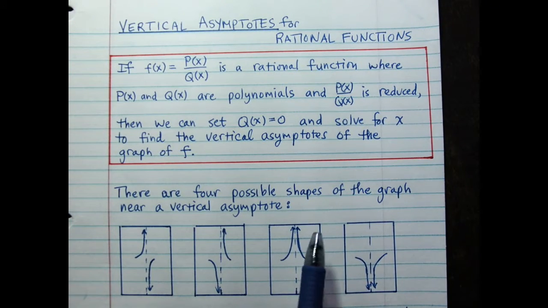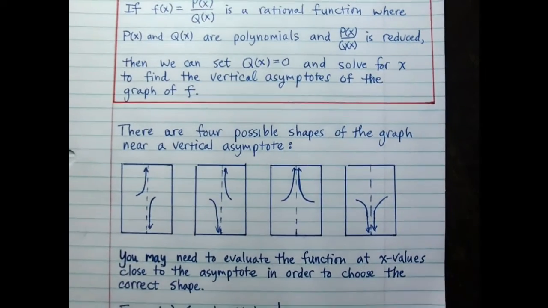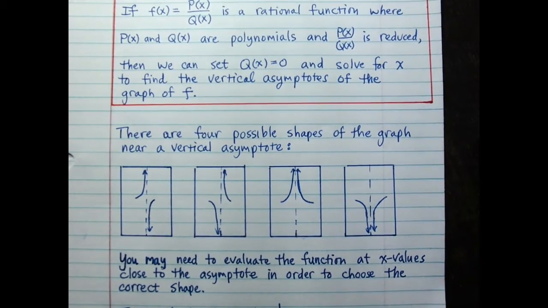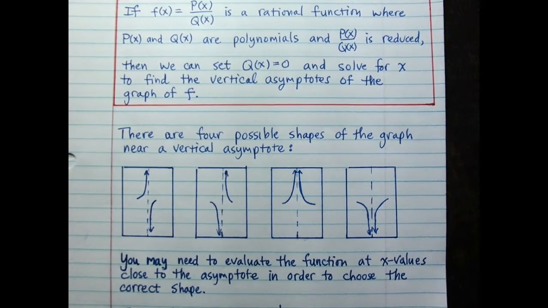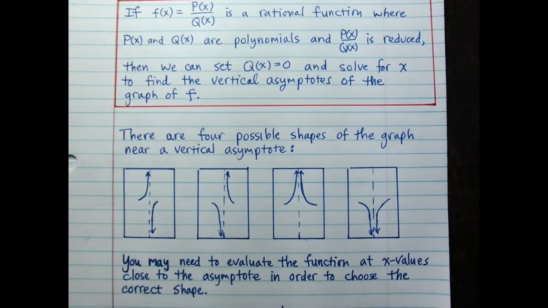We'll explore how there are 4 possible shapes of the graph near a vertical asymptote. So this one, this possibility, this possibility. It's like 2 hands up, 2 hands down, 1 up, 1 down, 1 up, 1 down in the reverse order. And so you may need to evaluate the function at x values close to the asymptote in order to choose the correct shape. And again, we'll look at that more closely in the examples.